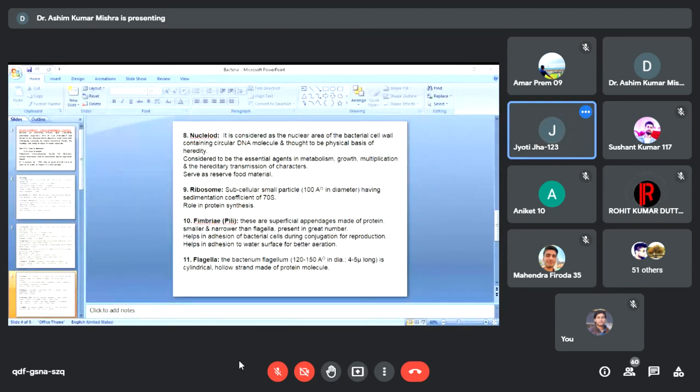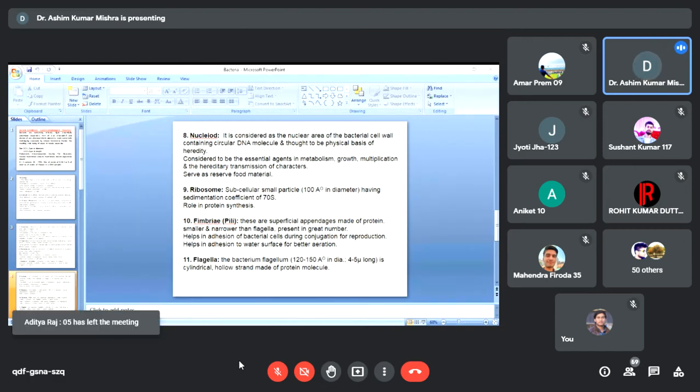Number 8, nucleoid. Nucleoid is considered as the nuclear area of the bacterial cell containing a circular DNA molecule and thought to be the physical basis of heredity. It is also considered to be the essential agent in metabolism, growth, multiplication, and the hereditary transmission of characters. It also serves as reserve food material.